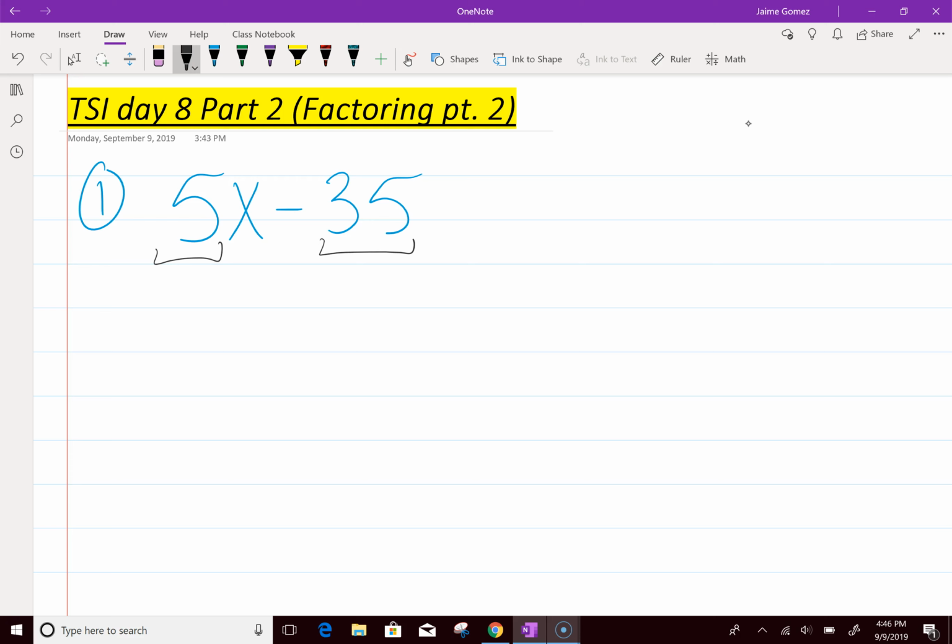Well, I can divide 5 by 1 and 5. I can divide 35 by 1, 5, 7, and 35. Those are the divisors of those numbers. So which one's the biggest? Well, it's 5. You can divide them both by 5. That's the greatest common divisor that I'm going to get out.